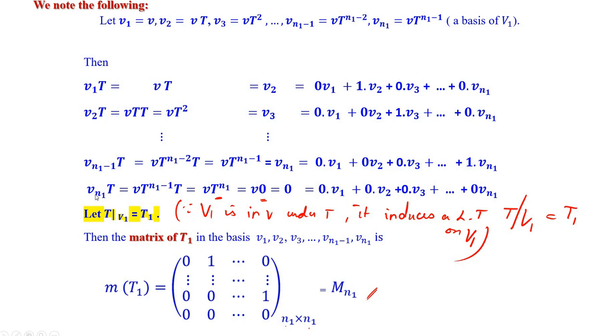Now coming to the last, Vn1 T, it is vT power n1 minus 1 operated by T, that gives you vT power n1, but T is nilpotent with index of nilpotence n1, so this becomes 0. The zero transformation takes any vector to the zero vector. So none is present, so supply them with 0. So when you consider the matrix of T1 and write it, this is what we get. Name that as Mn1, it is of order n1 cross n1.